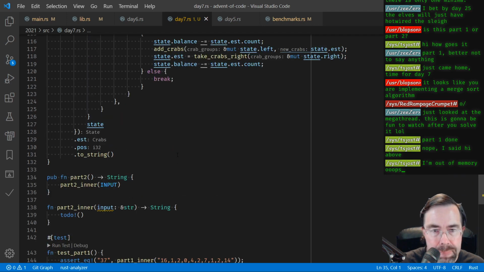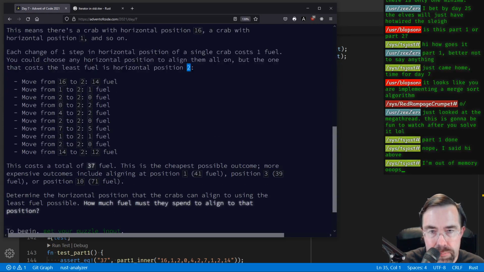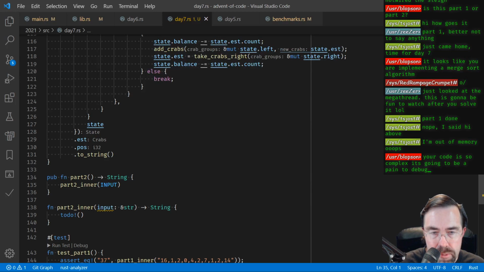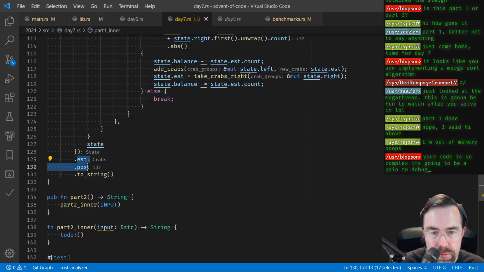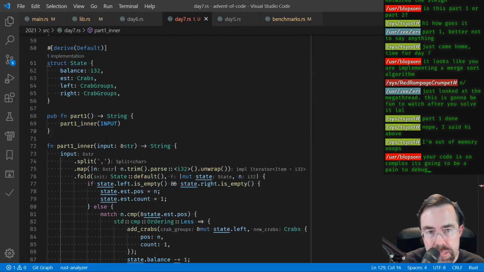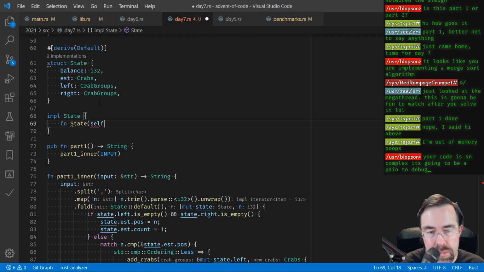Let me fix this obvious problem, though. We need to get the fuel, not the position. So I have to add up the fuel for the left and the right, right? So, I need to do a map here. Well, I could just say compute fuel. Let an implementation on state do that. Function state, consume self. Why not? Give me the fuel cost.